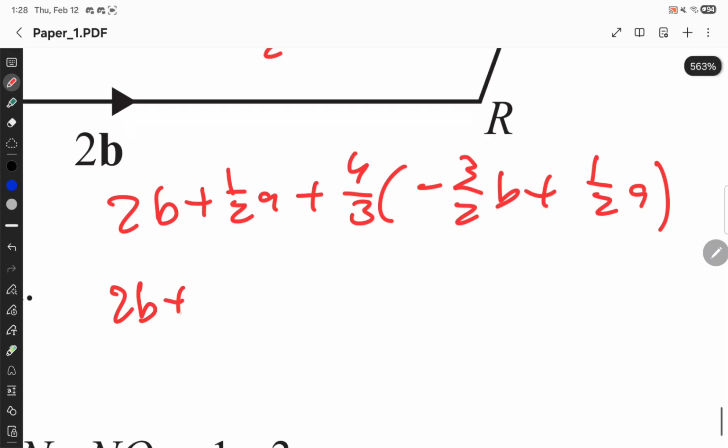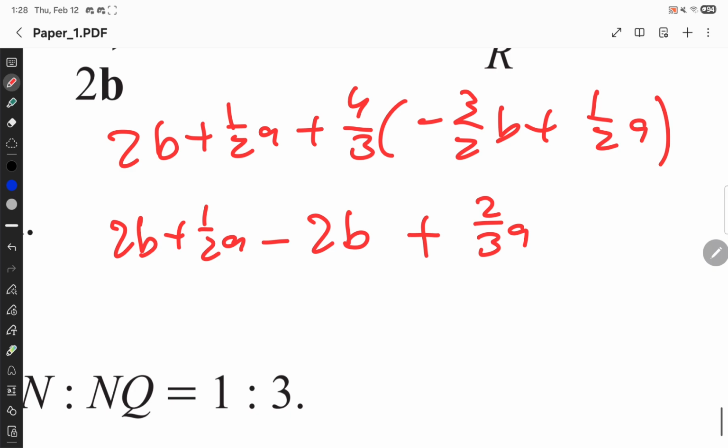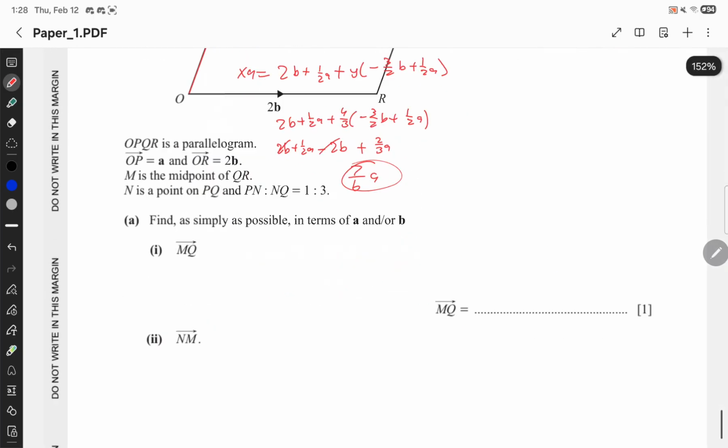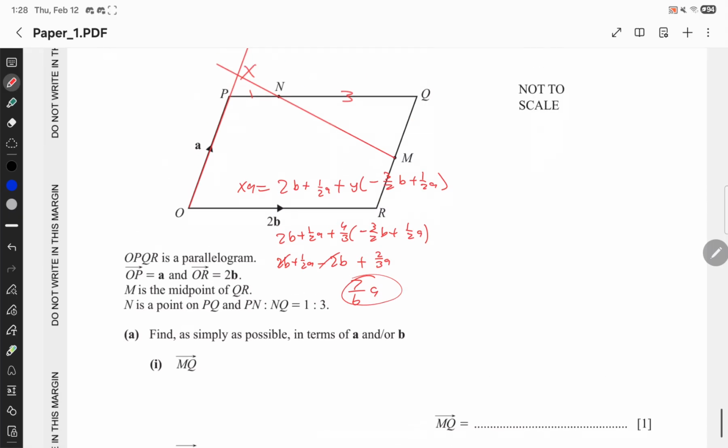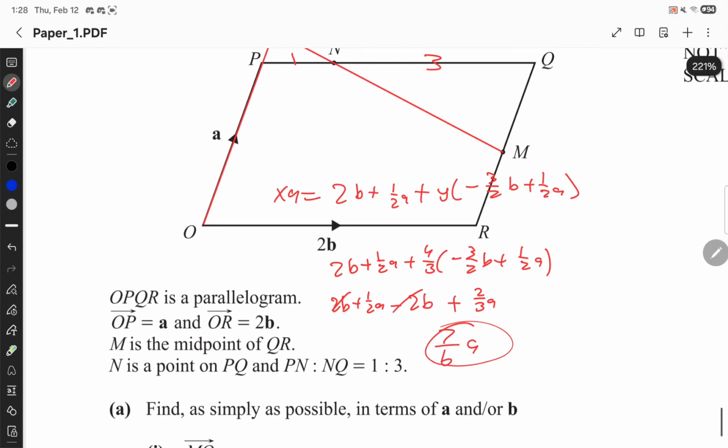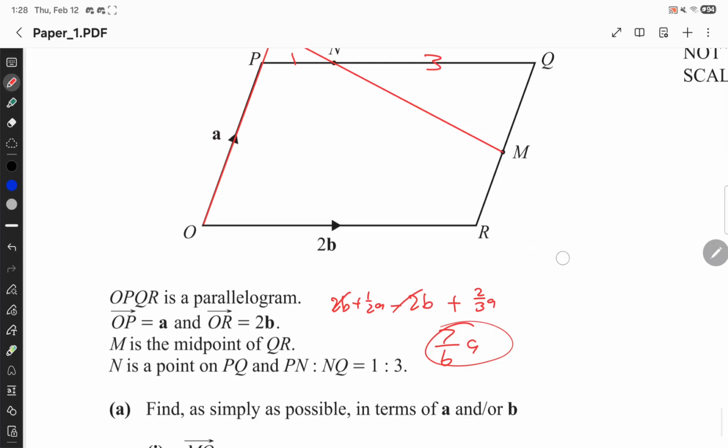Nice. 2b plus a half a minus 2b plus 2 over 3a. Now this is the perfect equation. This cancels out. A half plus 2/3 gives us 7 over 6, which is the correct answer. 7 over 6a is the correct answer. So I hope you guys did not fall into that mistake. And I will just re-explain it before ending the video.